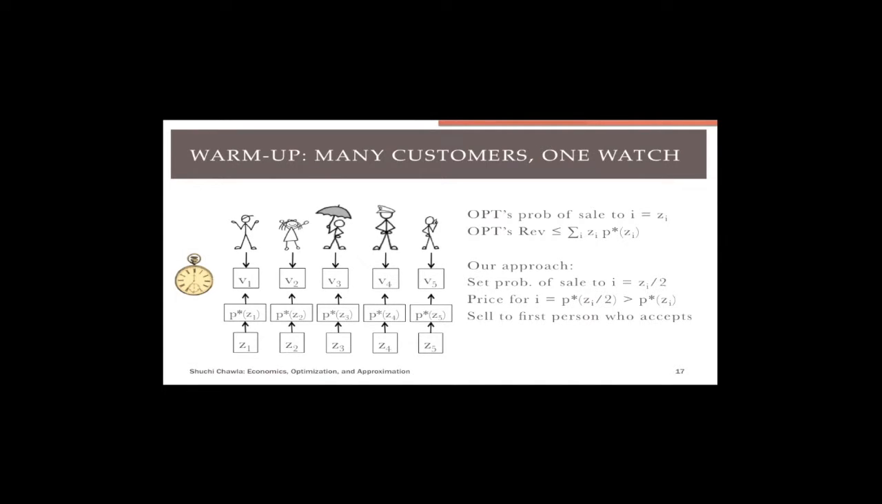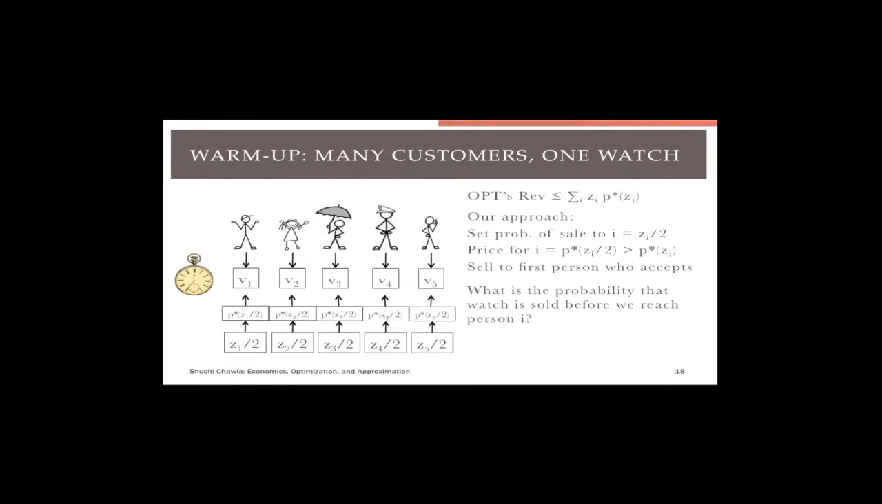Okay, good. But even with decreasing these probabilities, it could still be the case that multiple people want to buy the watches at these prices. And we only have one watch to sell. So what do we do then? Well, we're going to do something extremely simple. We're just going to give it to the first person that comes and claims his watch at that price. Okay, so what does this do to our revenue?